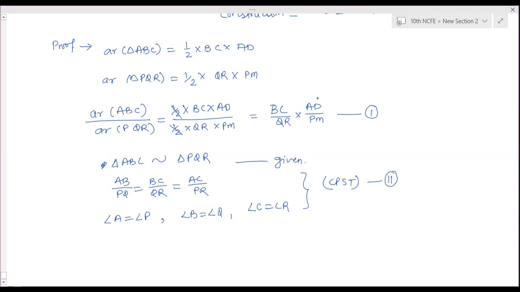What can we do? BC by QR whole square, that means this ratio also should be equal to BC by QR. So AD by PM we have to show is equal to BC by QR. So we can write it as BC by QR into BC by QR, that is BC by QR whole square. So now our aim is to show this ratio AD by PM is equal to BC by QR.